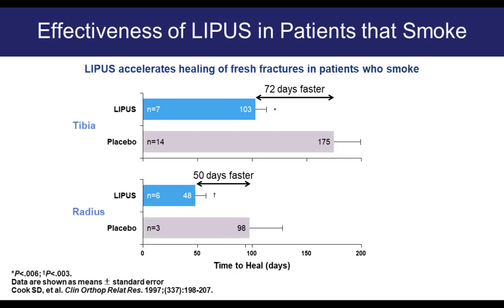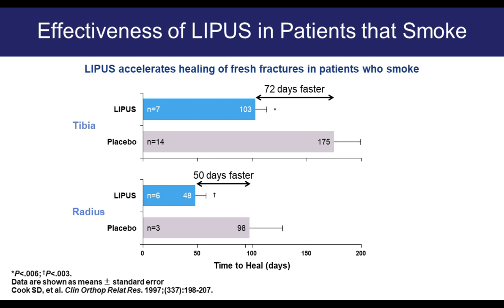So let's go back and look at that Heckman and those studies when we look just at the smoking. This is Cook's study. So when he looks at the tibia, again, you can see the smokers, when they receive placebo, they're at 175 days. If you recall, we're at 150 days in the whole study. So we've added another 20, 25 days or so. But with LIPUS, they heal 72 days faster. So that effect is magnified in the smokers. So the addition of LIPUS makes the smoking tibia fracture patients heal more normally. Heal like a patient who doesn't smoke.